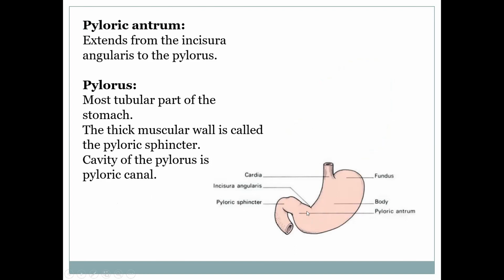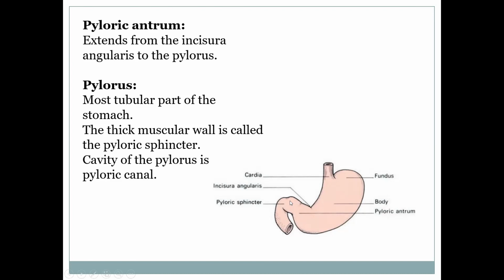Here in this picture you can clearly see the incisura angularis. Then the pyloric antrum, this part. It is the part which extends from the incisura angularis to the pylorus. The pylorus is the most tubular part of the stomach. It has a thick muscular wall which is called the pyloric sphincter.